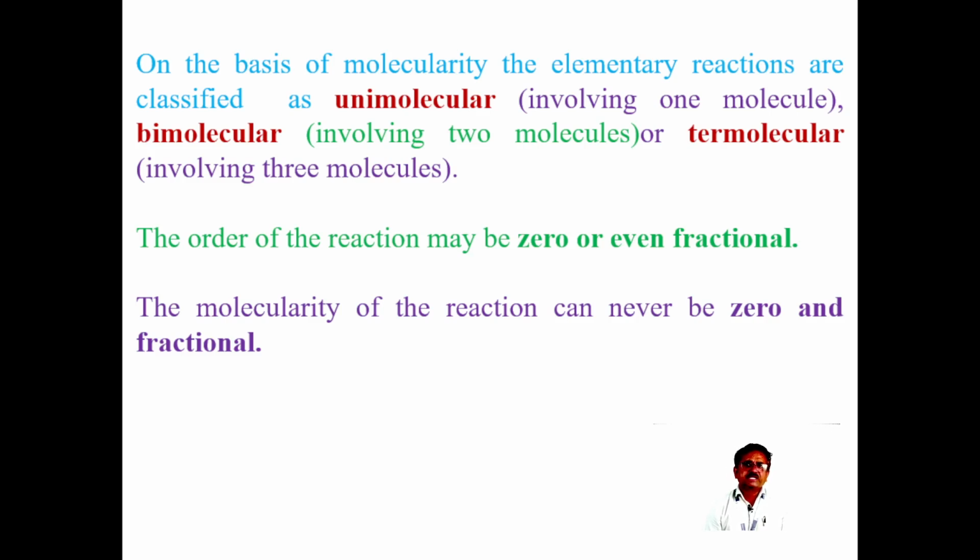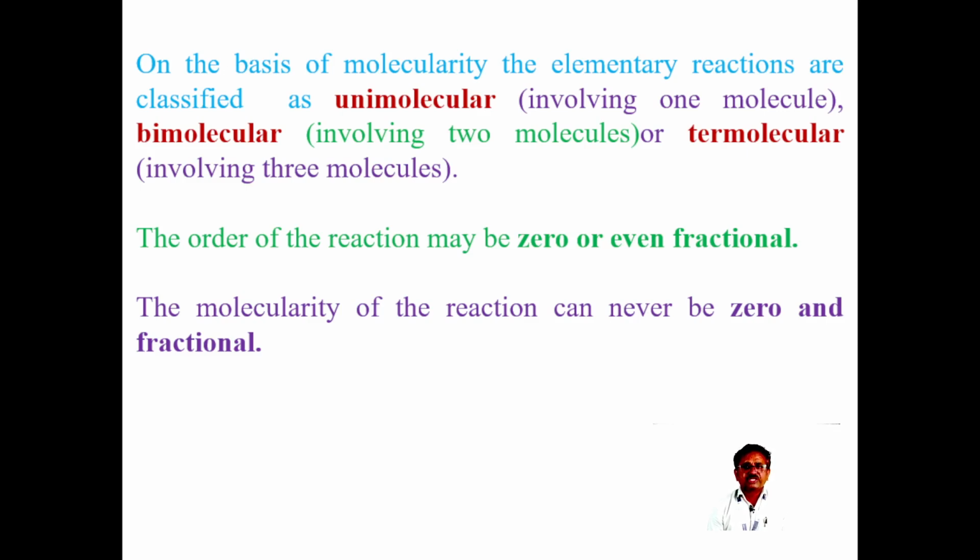On the basis of molecularity, the elementary reactions are classified as unimolecular, means involving one molecule only, bimolecular, which involves two molecules, or termolecular, involving three molecules. So, the order of the reaction may be 0 or even fractional, but the molecularity of the reaction can never be 0 or fractional. So, this is the major difference between order of reaction and molecularity of the reaction.